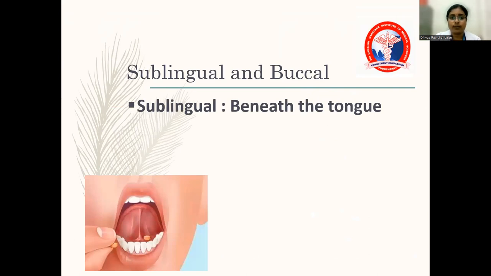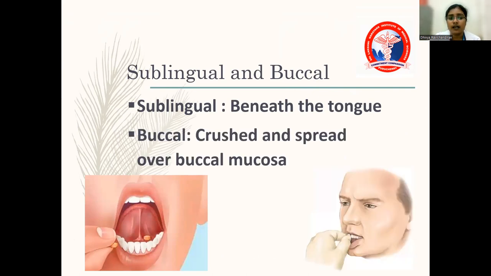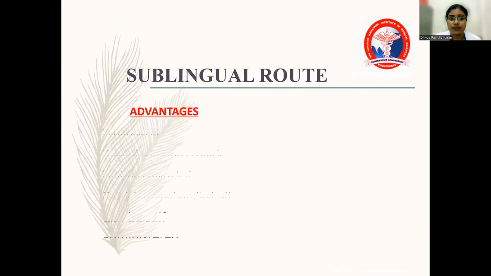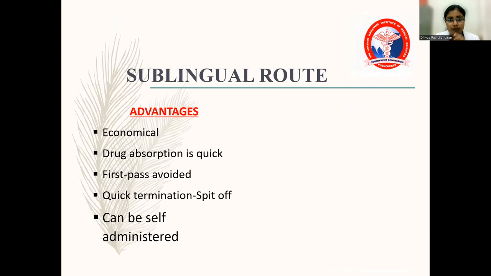Sublingual means below the tongue or beneath the tongue. If you're giving any drug there, it's called sublingual route. Buccal is in the buccal mucosa or buccal cavity. Some drugs can be crushed and spread over the buccal mucosa. So these are the pictures depicting sublingual and buccal routes of drug administration. The sublingual advantages are, they are economical, drug absorption is quick, first pass is avoided as they are directly absorbed into your blood circulation, and quick termination. If you need quick termination, the patient can spit out the drug at any time if you want to terminate the action, and it can be self-administered.